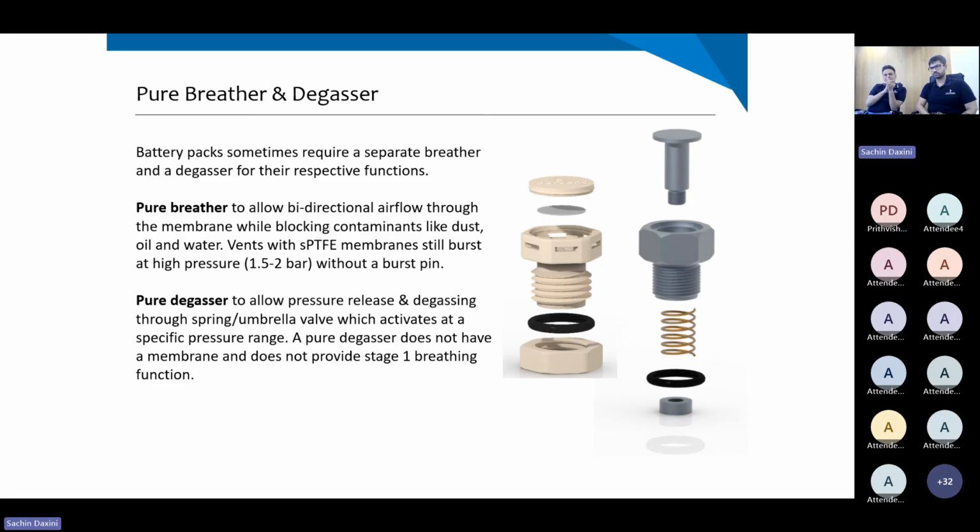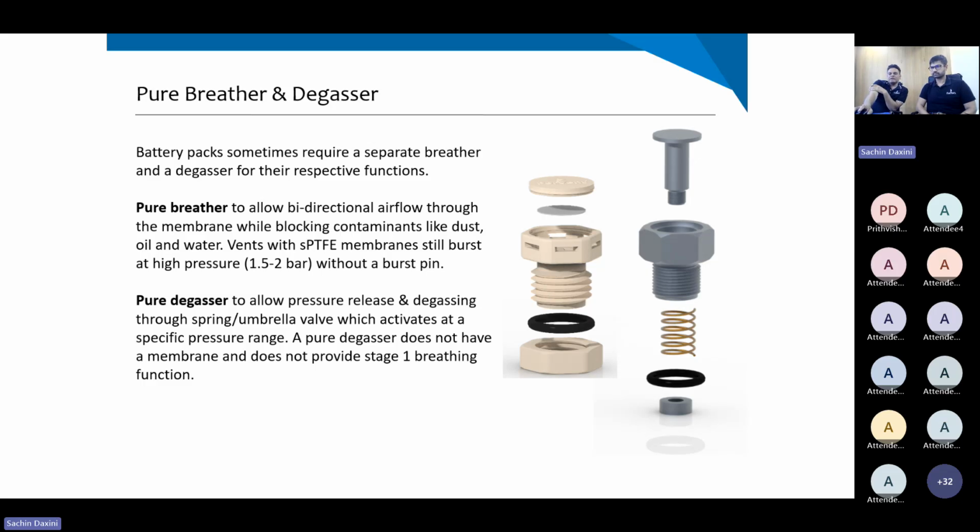So in this particular condition, the membrane will perform breathing function. It can burst, but because the burst pin is not there, the burst pressure will be higher, maybe around 2 to 2.5 bar. And that is related to pure breather. Related to pure degasser, in pure degasser there is no membrane. So there is only a compression spring which gives the required degassing. But the pure degasser has the issue that it cannot give us the stage 1 breathing function. But based on the requirements of the customer, it is possible to have pure breather or pure degasser also.